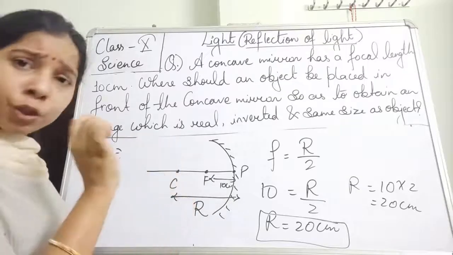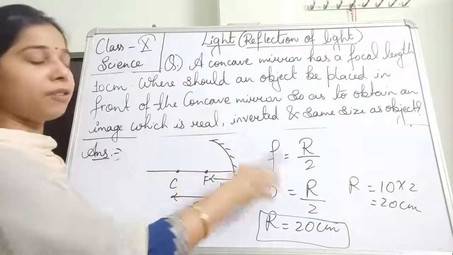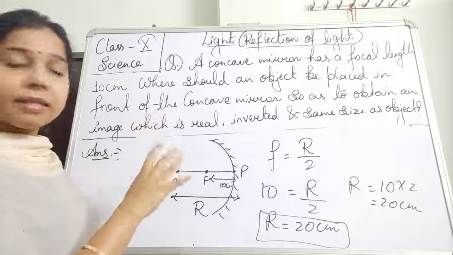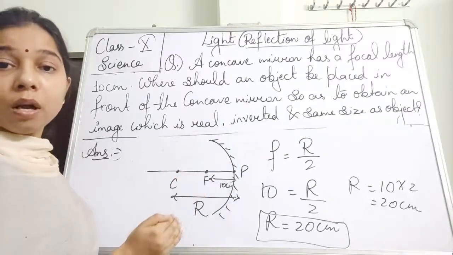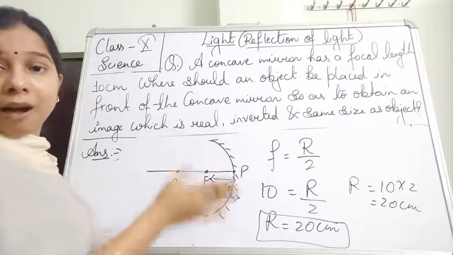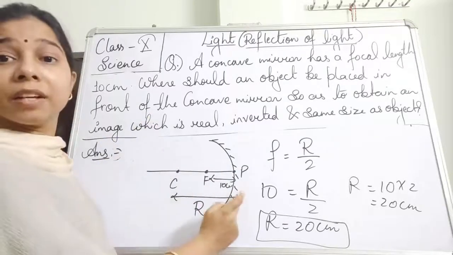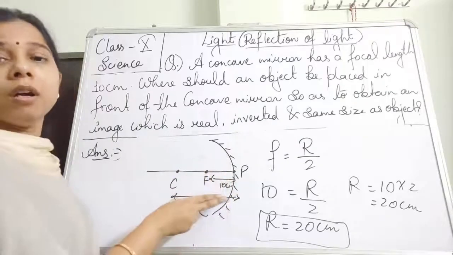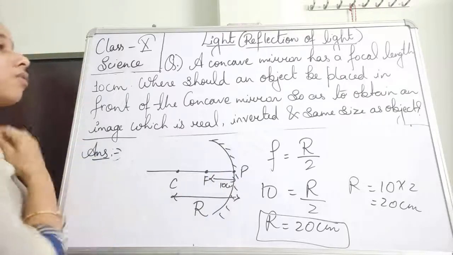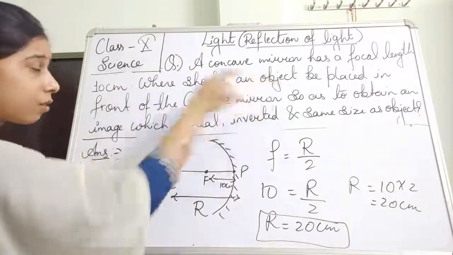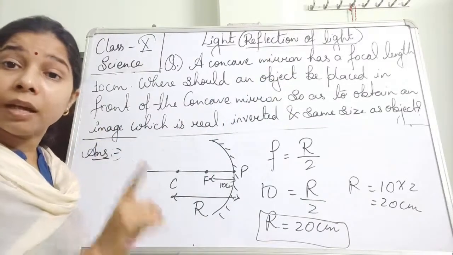Now see, you can understand it like this: the radius of curvature is actually double the focal length. Or we can say the distance of the focus from the pole is just half of the distance of the center of curvature, or the distance from the center of curvature to the pole is just double the distance from the focus to the pole. The distance from the focus to the pole, that is the focal length, is 10 centimeter. So obviously its center of curvature will be 20 centimeters.